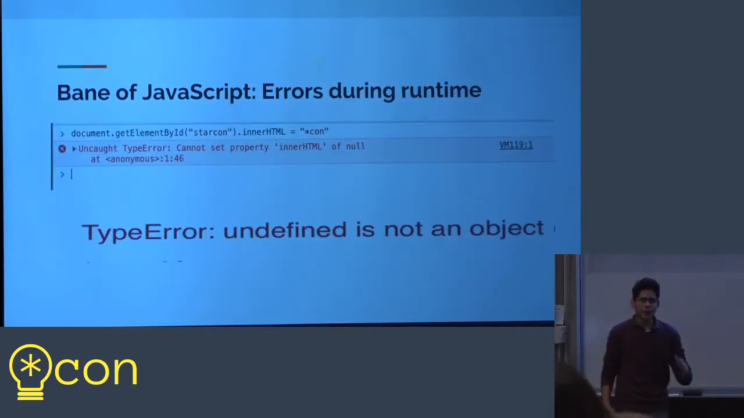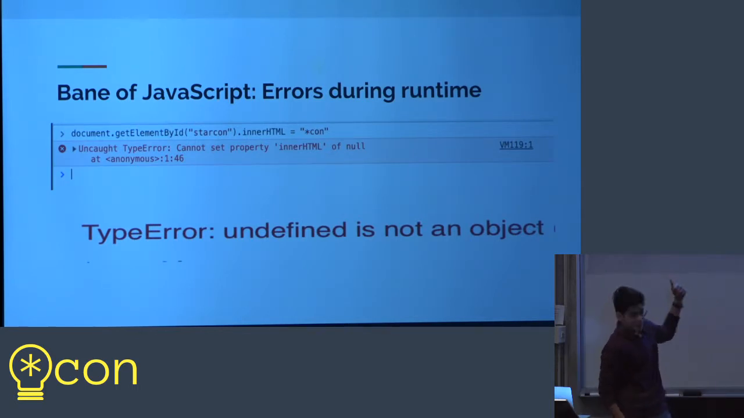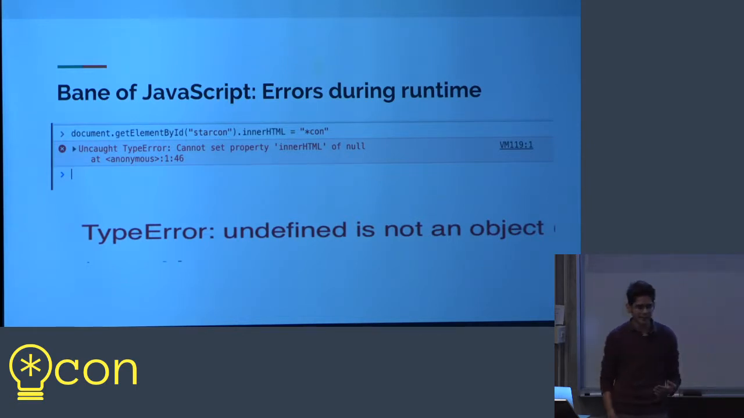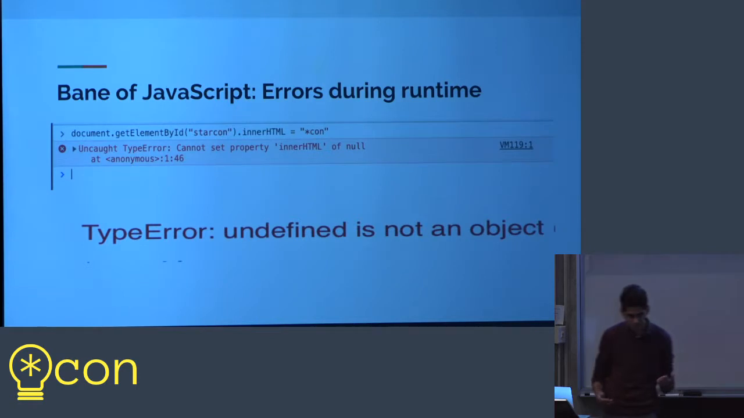So those of you that have worked with JavaScript probably run into these errors on the screen almost on a daily basis. This is the bane of JavaScript, errors during runtime. Undefined is not an object, or this property does not exist on null. And I don't know about you, but let's say you've built a user application and your user is clicking on something and bam, they're greeted with a massive crash in their face. Now, I don't know about you, but I like when my apps are reliable. I like when the software I write does not crash.